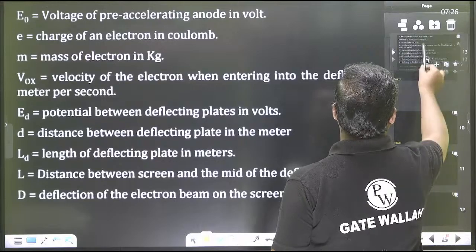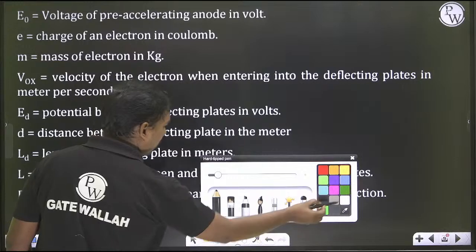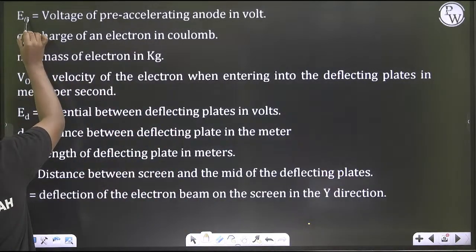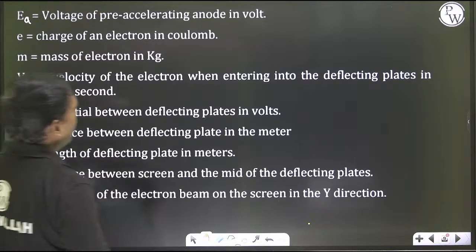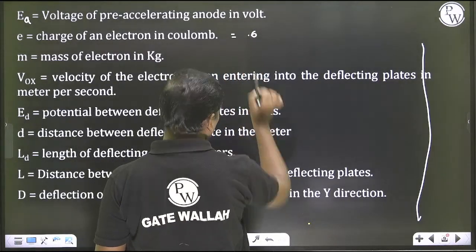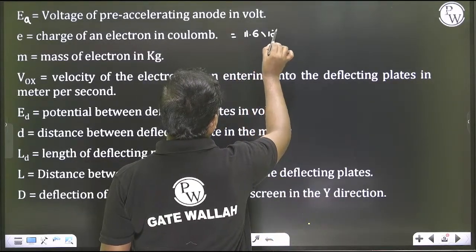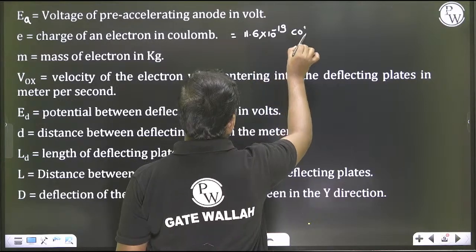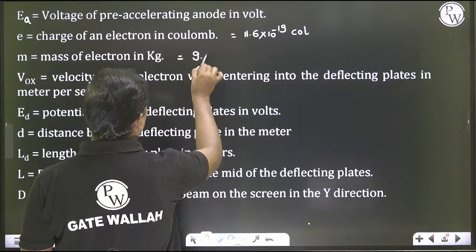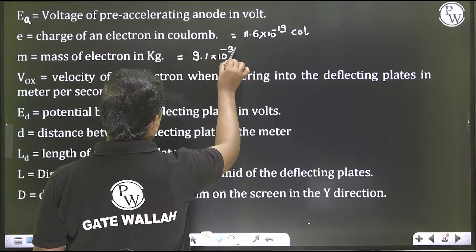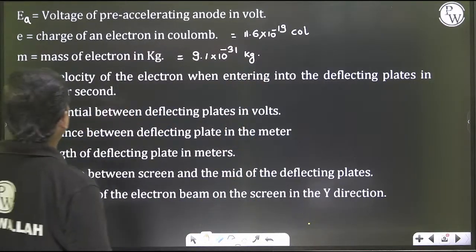So these are the information for your voltages. This is the EA, voltage of pre-accelerating anode volts. Small e is the charge of an electron in coulombs, that is 1.6 into 10 power minus 19. M is the mass of electron, that is 9.1 into 10 to the power minus 31 kg. VOX is the velocity of the electron when entering the deflection plates in meter per second.